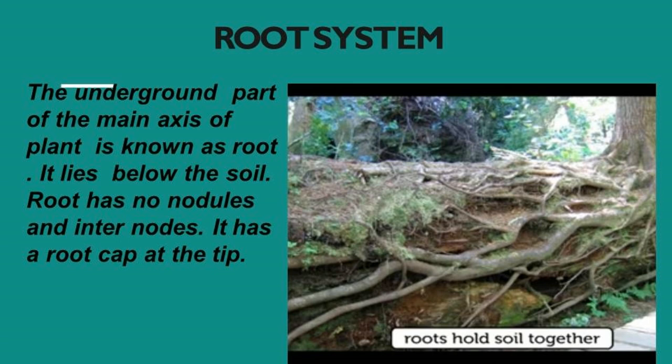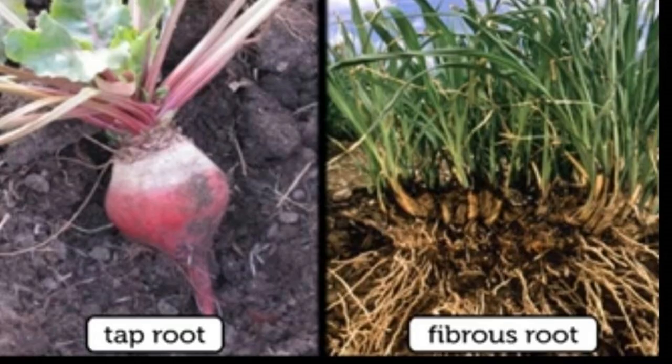And the plant root system is classified into two types. One is taproot system and the second one is fibrous root system. The taproot system consists of a single root called taproot, which grows straight down into the ground. Smaller roots called lateral roots arise from the taproot. They can be seen in dicotyledonous plants. Example, bean, mango, neem.